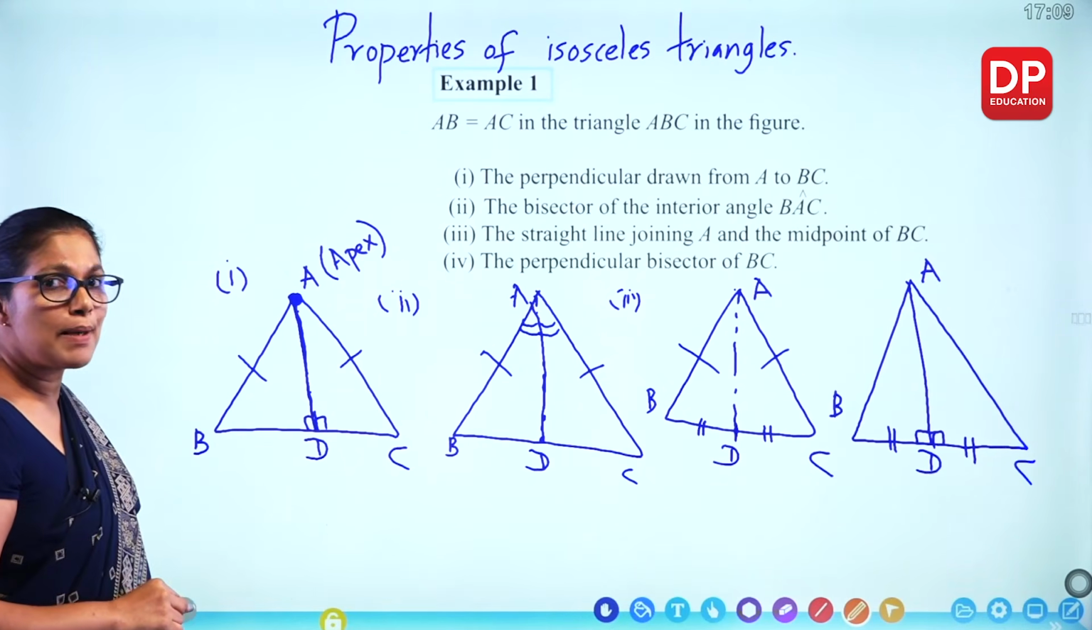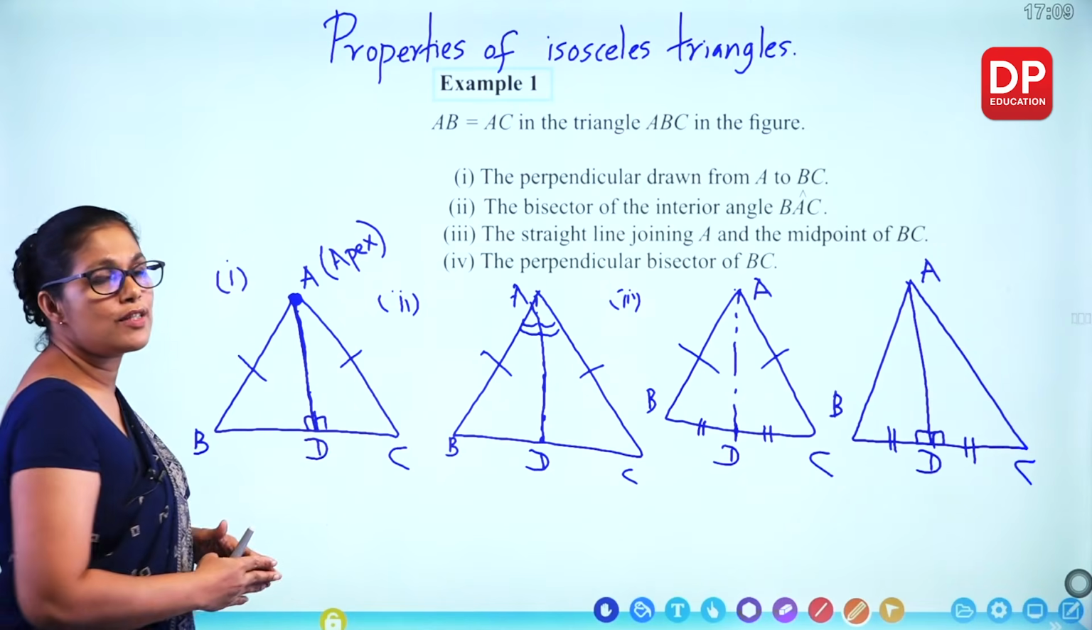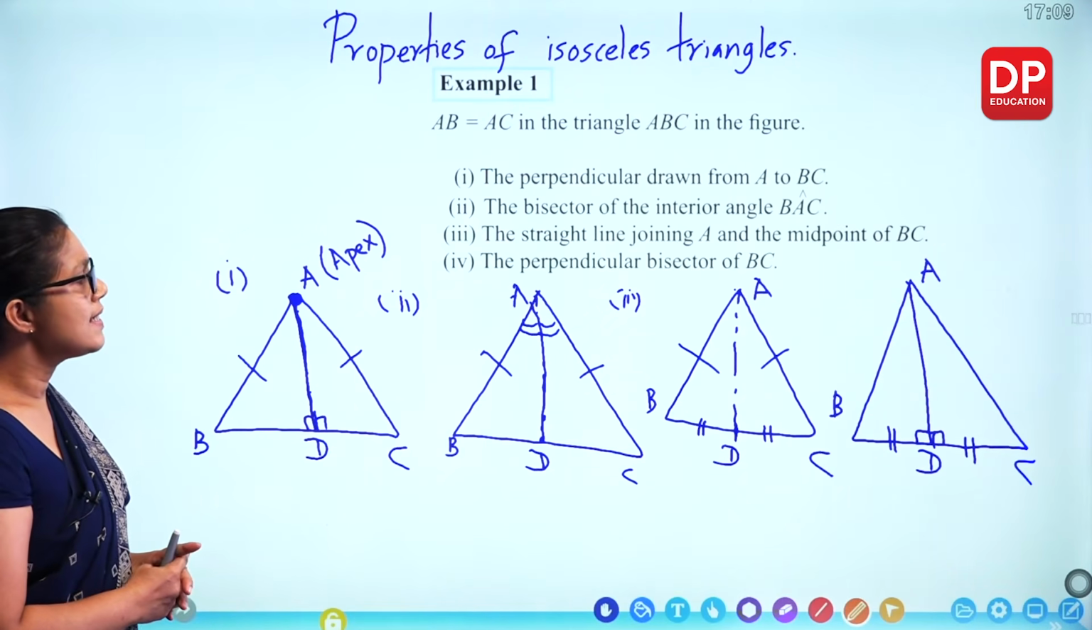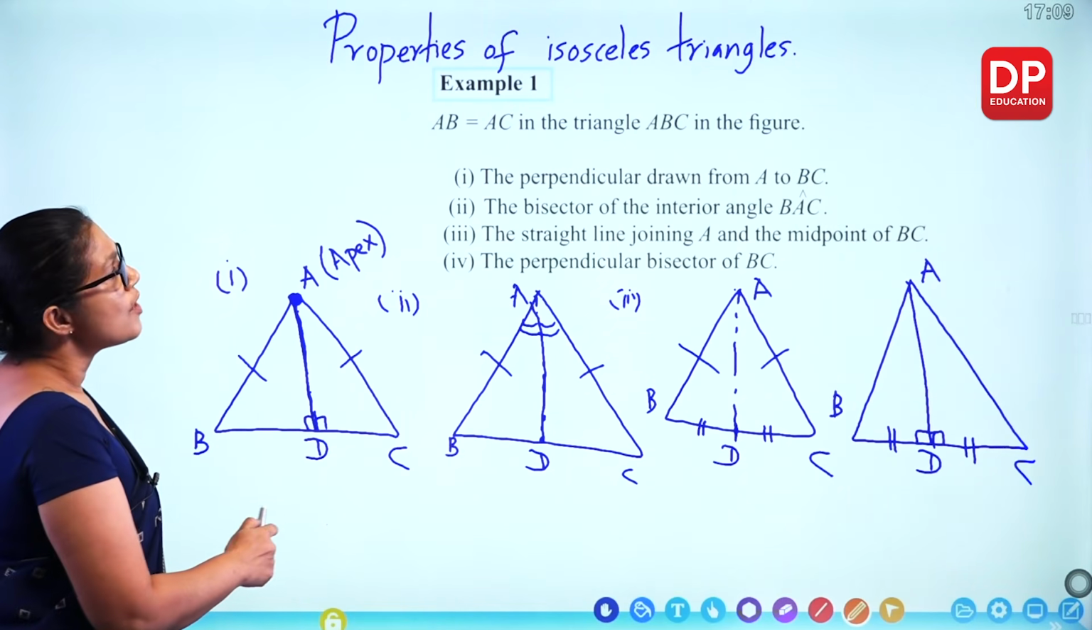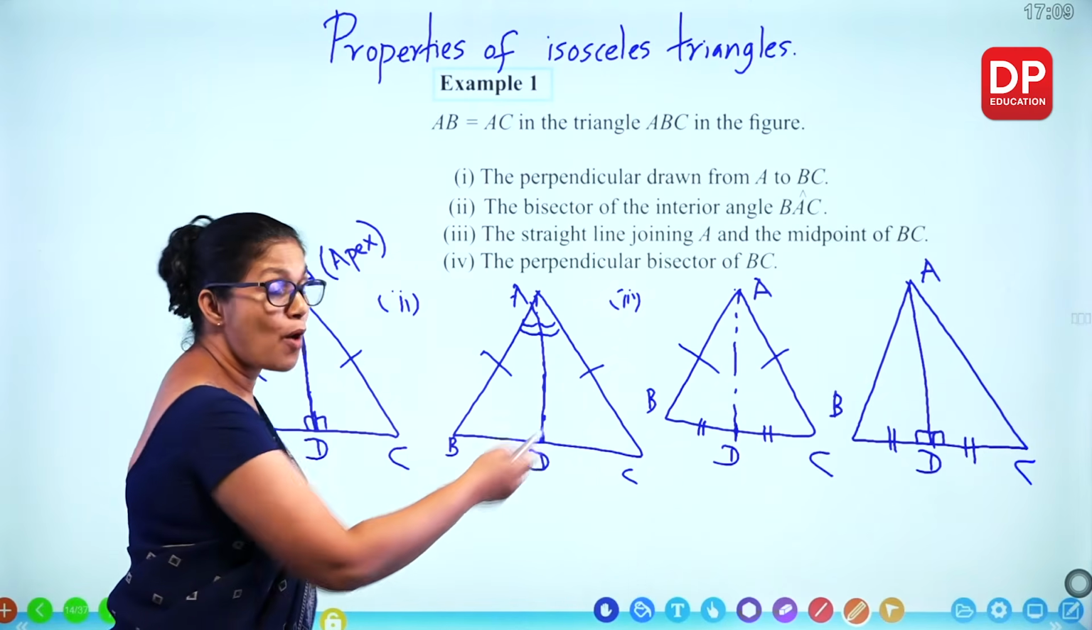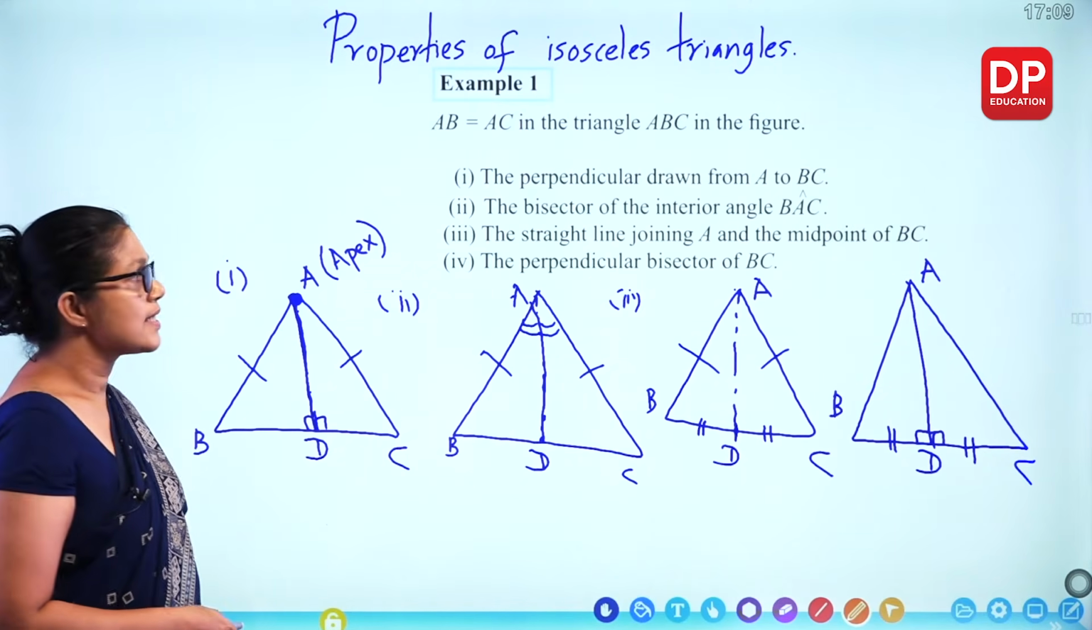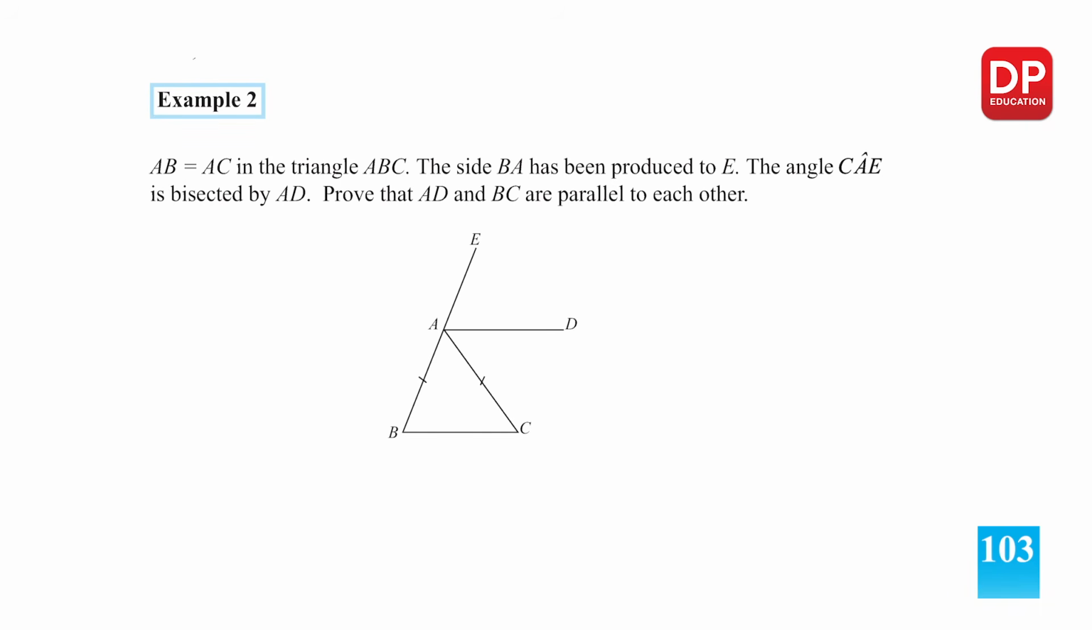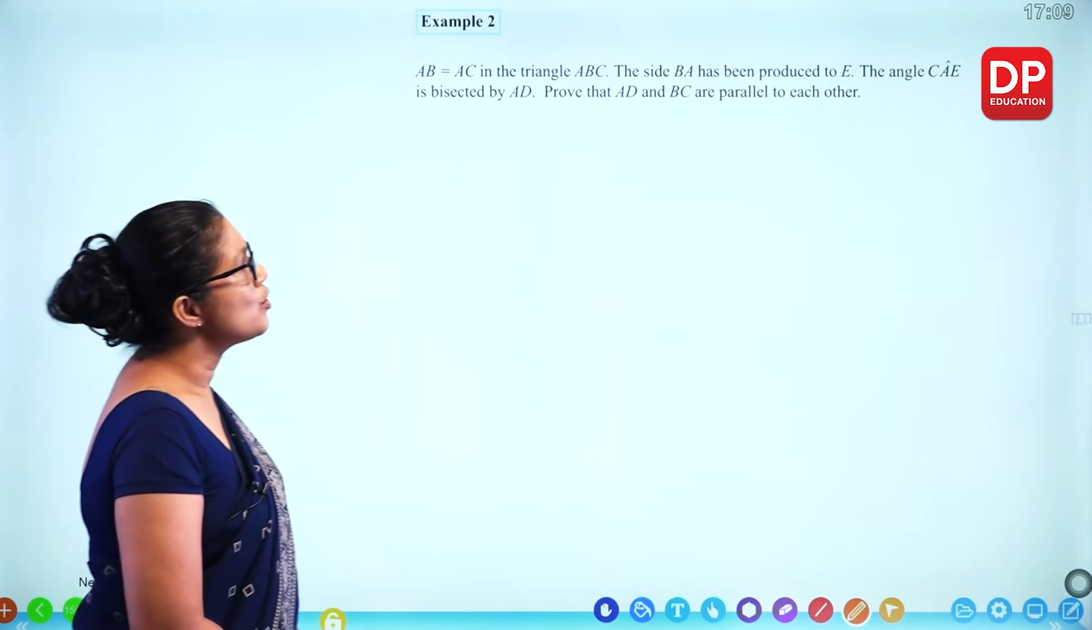So what does apex mean? The intersecting point of the two equal sides. So now we can use these properties in calculations. Now we'll take example number 2.